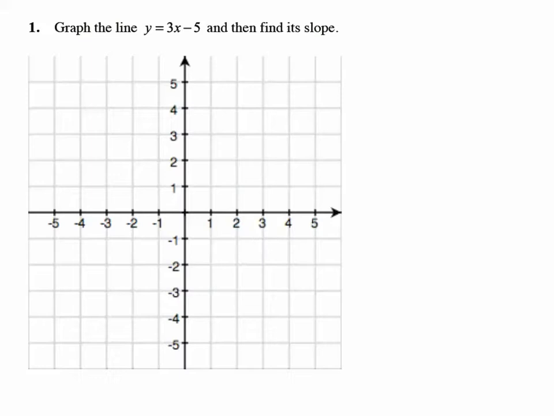Alright, so let's go for it here. We're going to sort of go backwards and forwards on it. So can we graph the line y is equal to 3x minus 5? Once we do that, then we can calculate the slope of the line.